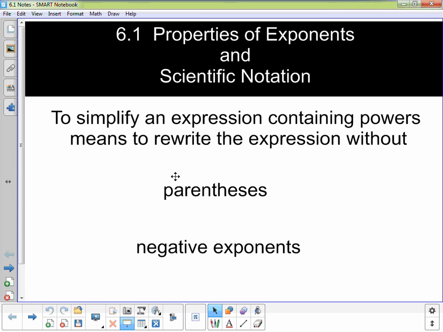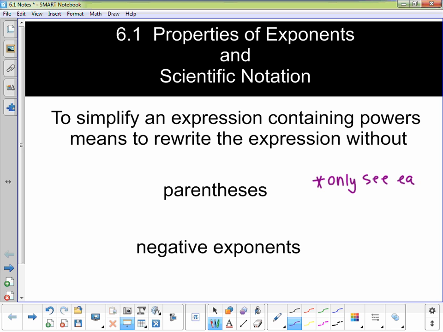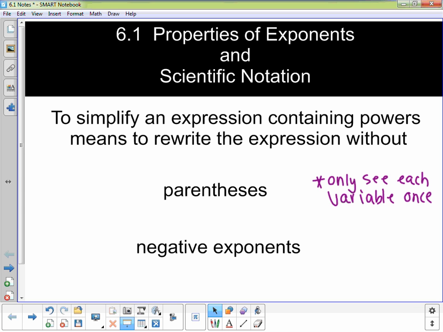The only other thing that we might want to consider when we're simplifying these, or one way to check that you have simplified it, is that you only see each variable once. So each variable should only be written one time. That's another note that you might want to write down for yourself. Other than that, there are no parentheses and no negative exponents in a simplified expression.